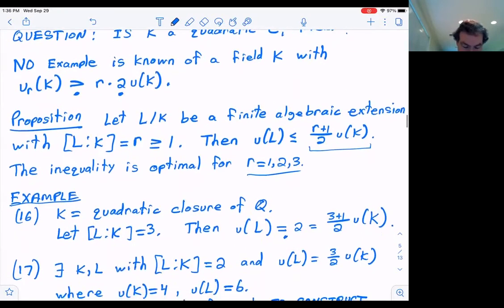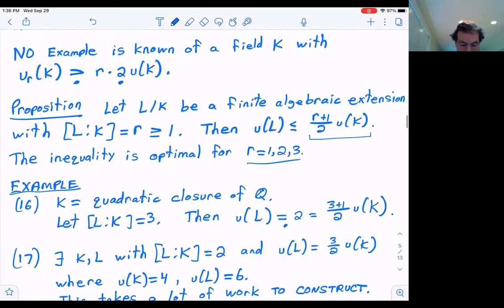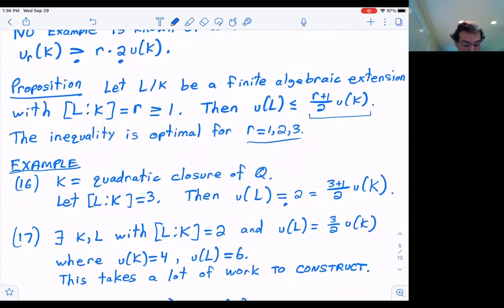Now, in this example 17, this is tricky. I'm claiming there exist examples, K and L, where L is a quadratic extension of K, and the U invariant of L is 3/2 times U of K, where U of K is 4 and U of L is 6. This takes a lot of work to construct. So I'm not writing this down here, but here's the thing. In terms of the so-called well-known fields or the well-behaved fields or the fields that seem accessible, the U invariant tends to be a power of 2.